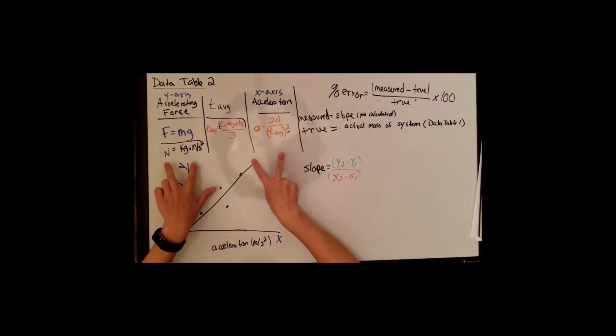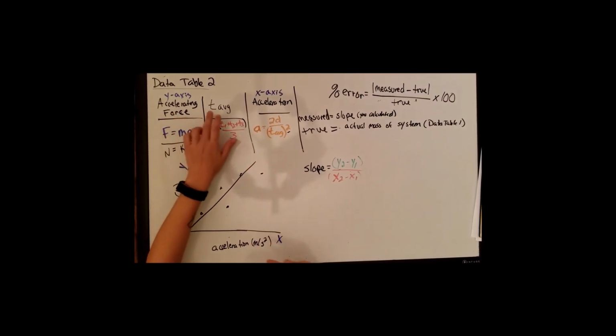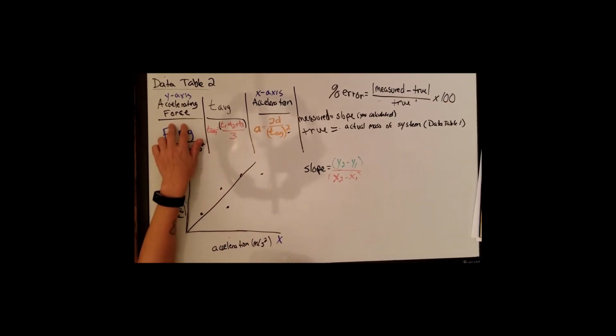So what I have here is data table 2. Notice I don't have all the columns, I just have 3 of the columns present. The first one being accelerating force measured in newtons, and you'll notice that column is blank on your lab, so that column you need to calculate.